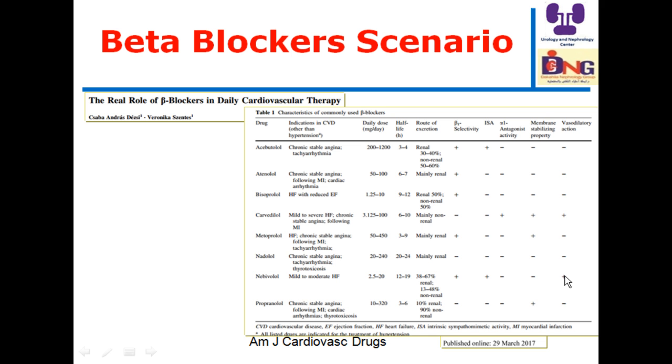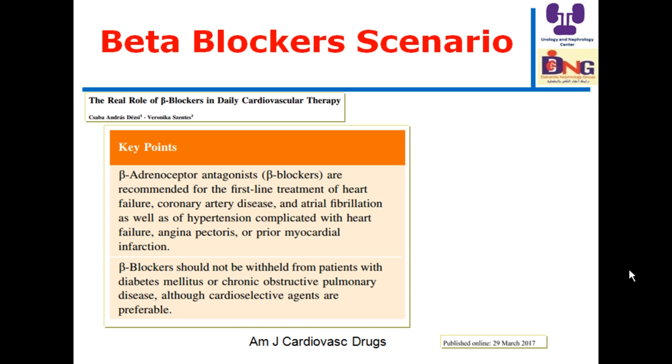So beta blockers are recommended for first-line treatment of heart failure, coronary artery disease, and atrial fibrillation, as well as of hypertension complicated with heart failure, angina pectoris, or prior myocardial infarction. Beta blockers shouldn't be withheld from patients with diabetes mellitus or chronic obstructive pulmonary disease, although cardioselective agents are preferable.